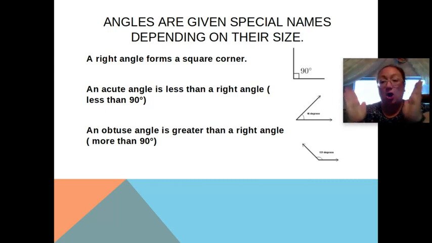Anything that's smaller than that is going to be called an acute angle. And I remember that it's smaller, acute, like, oh, cute little baby, they're little. Acute angles are smaller than a right angle. An obtuse angle is greater than a right angle. It's more than 90 degrees.